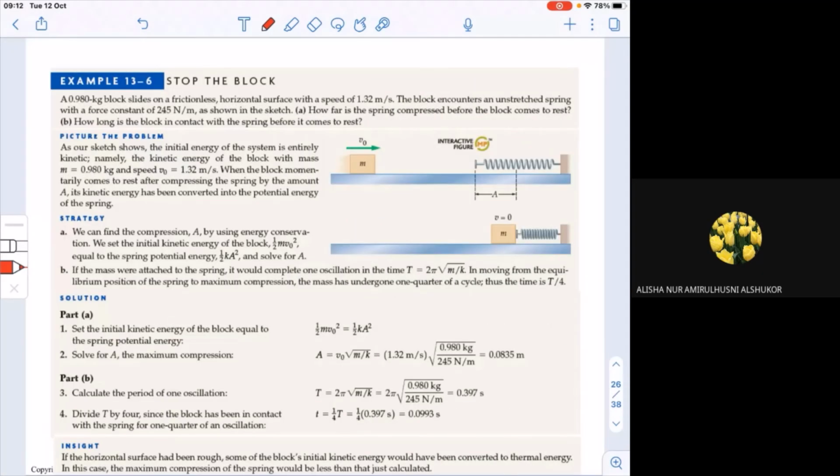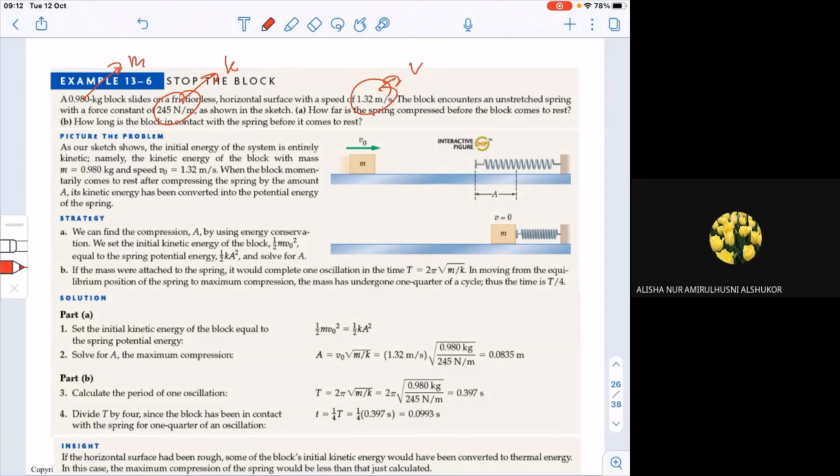So let's look at these examples. Of course, we can see a lot of examples in this part. A 0.98 kilogram block slides on a frictionless horizontal surface with a speed of 1.2. So this one is mass, this one is V. The block encounters an unstretched spring with a force constant. So this one is K, right? As shown in the sketch.